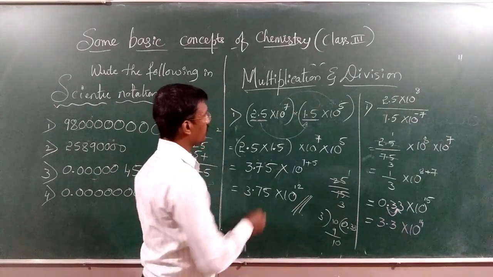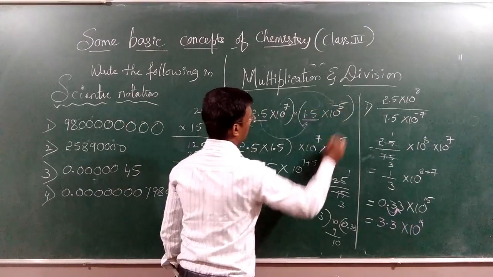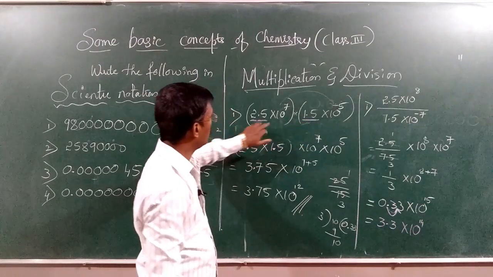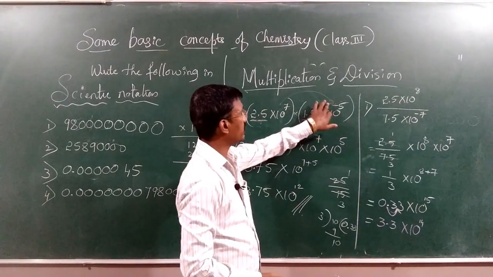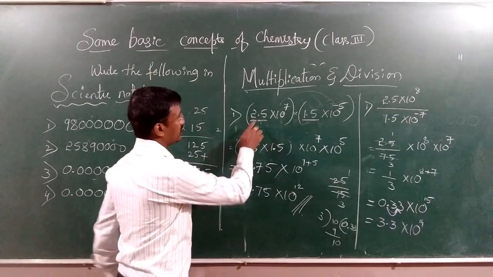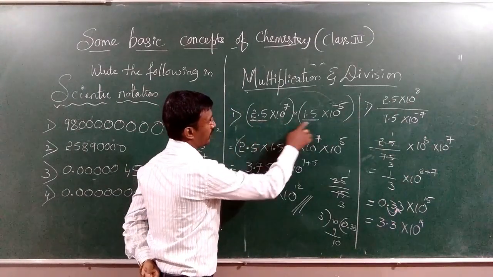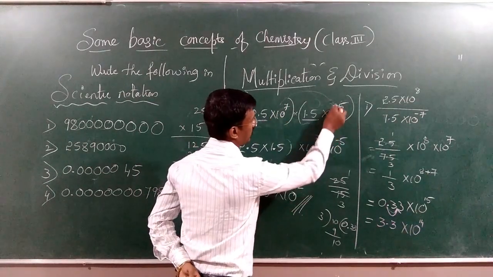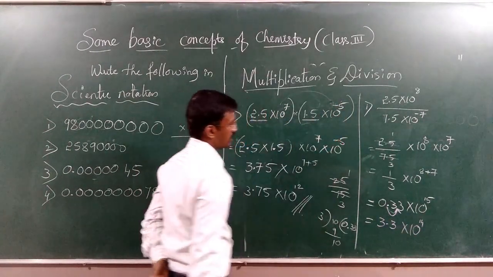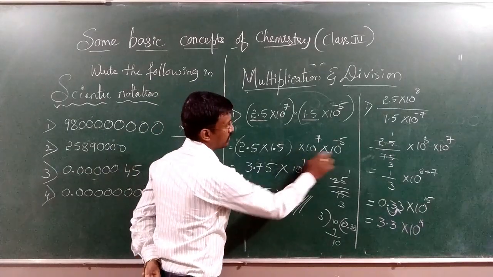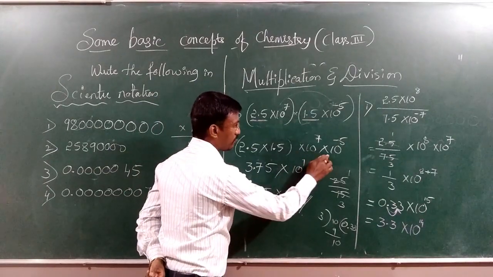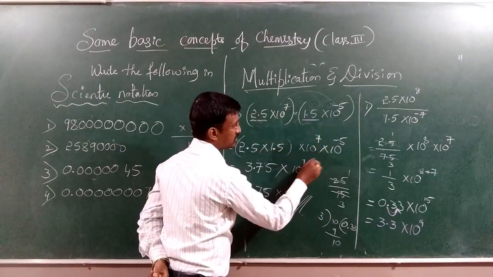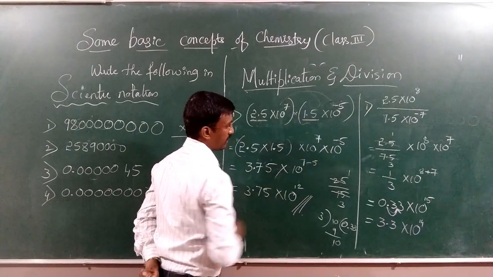So for your kind information, if it is minus, once you write it as it is, just I am saying 10 raised to 7 here into 10 raised to minus 5 is there. Then the remaining multiplication as it is, 2.5 into 1.5. Same thing, 10 raised to 7 into 10 raised to minus 5. So the bases are same and these are multiplication. Therefore 10 to the power 7 as it is, and I am going to keep this minus 5.